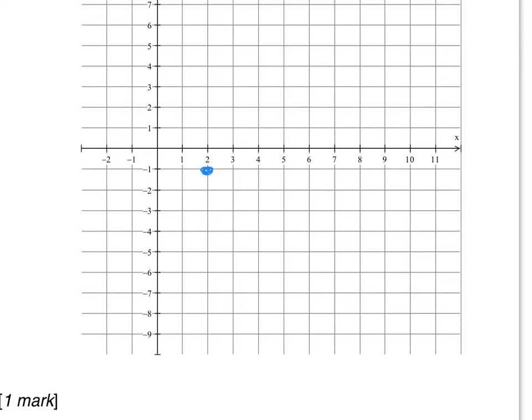So 3, -4, 4, -5 and a little bit more, 5, -6 and a little bit more, 6, -7, and 7, -7.7. So then connect these and have it kind of flatten out, arrow on one end.